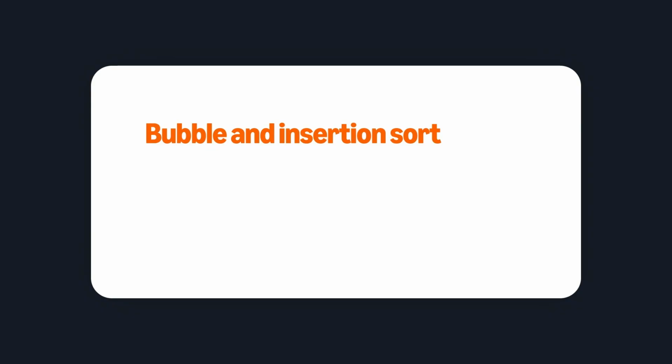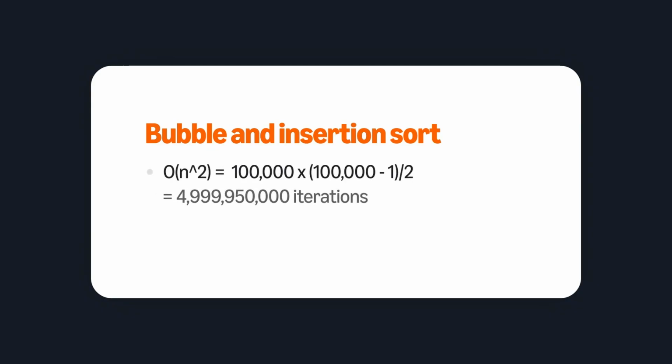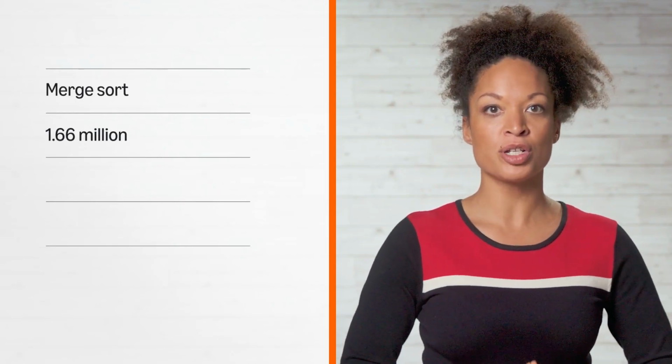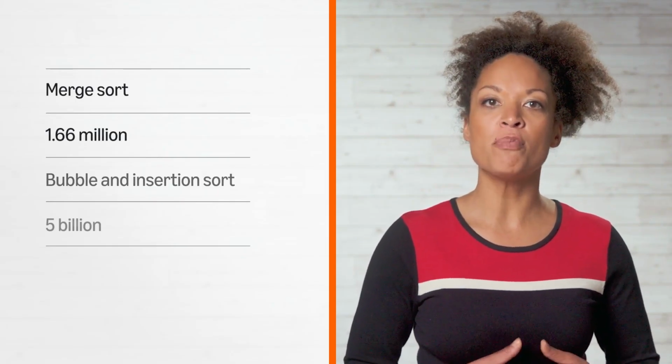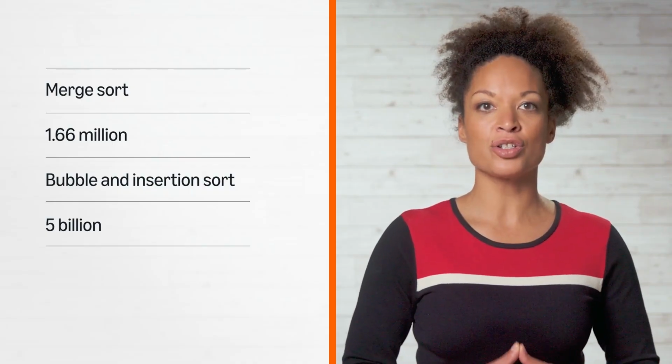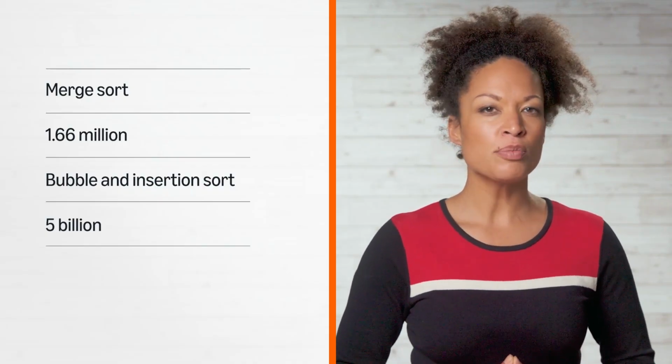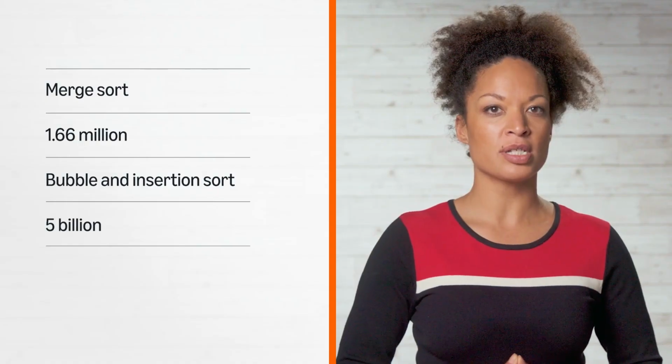And for bubble and insertion sort, O of n squared equals 100,000 times (100,000 minus 1) divided by 2, which equals 4,999,950,000 iterations. That's 1.66 million iterations for the merge sort, compared to nearly 5 billion for the bubble and insertion sort algorithm. That's more than 3 orders of magnitude difference.